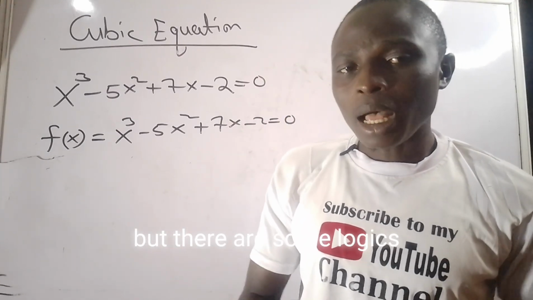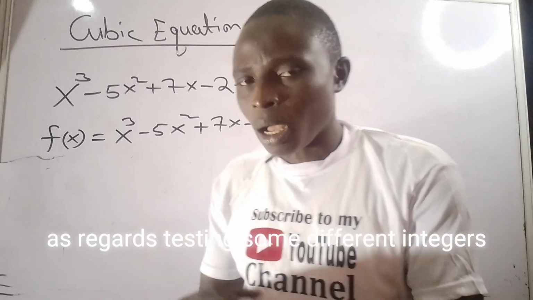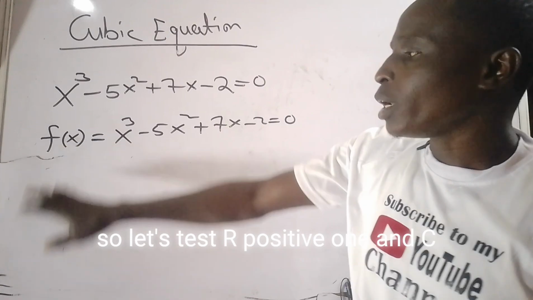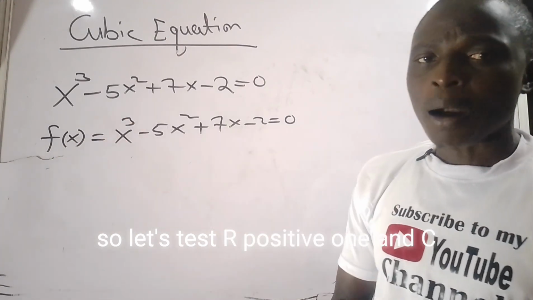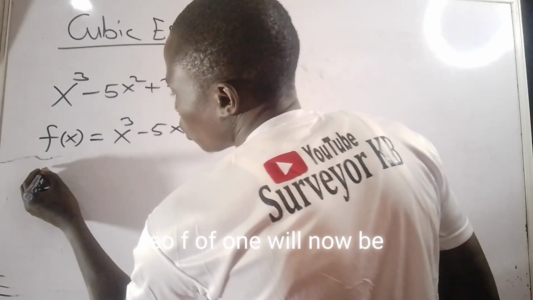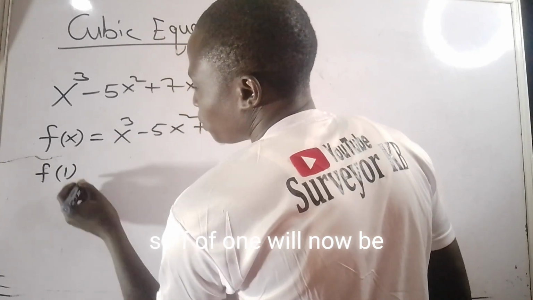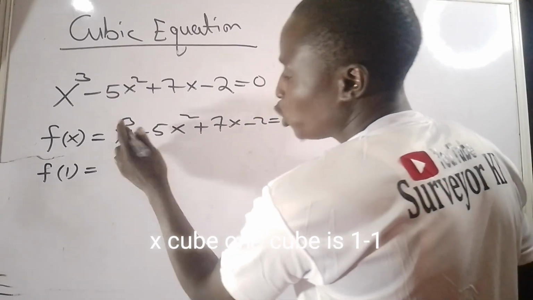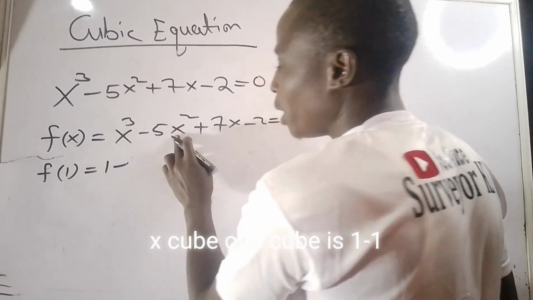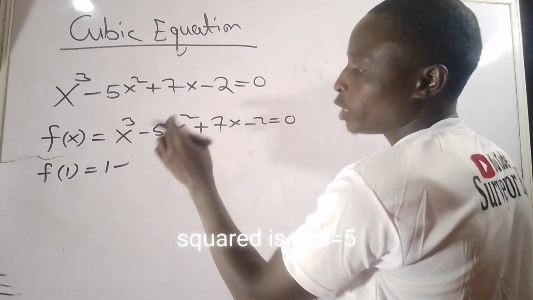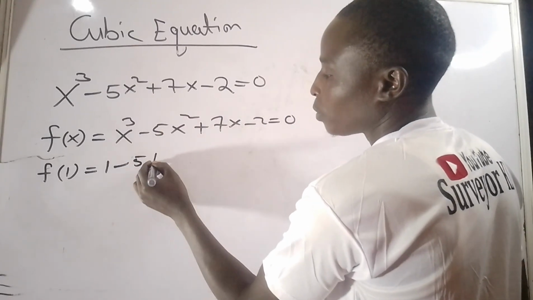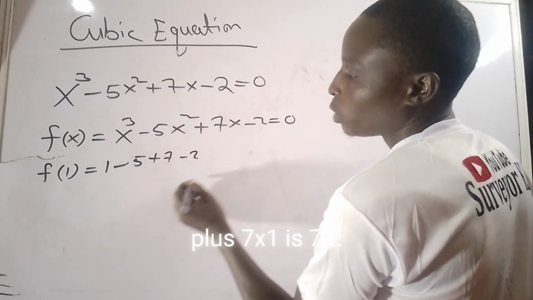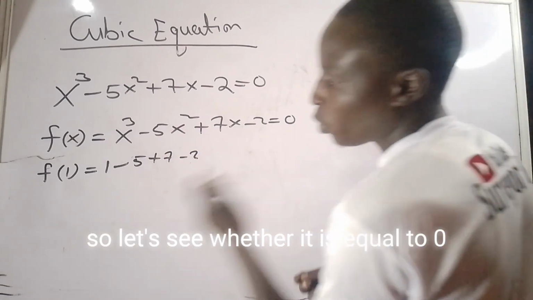But there are some logics regarding testing different integers. So we are now going to test different integers. So let's test positive 1 and see. So f of 1 will now be: we know that x cubed, 1 cubed is 1, minus 1 squared is 1, times 5 is 5, plus 7 times 1 is 7, minus 2. So let's see whether it is equal to 0.